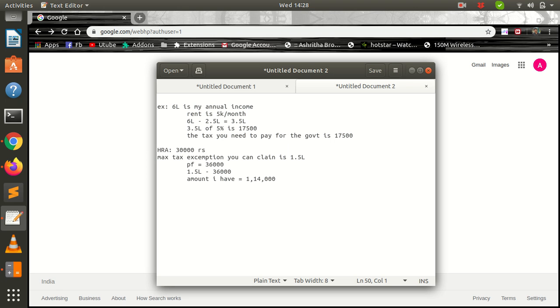So how can you use it? There is one thing called ELSS, which is an equity linked savings scheme, which is a mutual fund. If you invest this amount in mutual funds, then you can reduce your tax more and more.